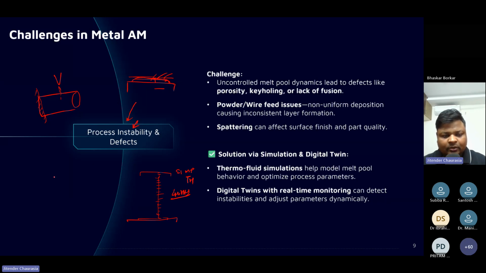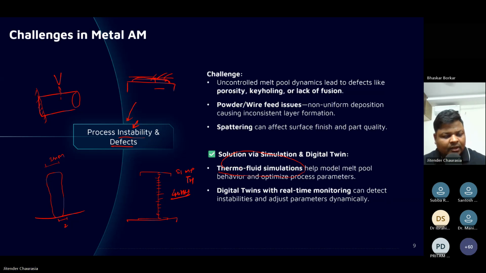So what happens usually, if you don't control the process nicely, if you're building some wall, it will keep on becoming thicker. You will start with, let's say, 2 mm. After 100 layers or so, you end up with 3 mm. So these are the kind of issues that I refer to as instability and defects. So how the simulation and digital twin is going to help you with this is, one is we can do simulations prior to running on the actual machine. Okay, I'll show you some examples moving forward.